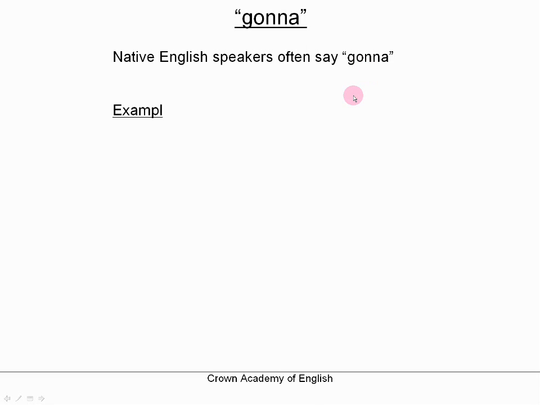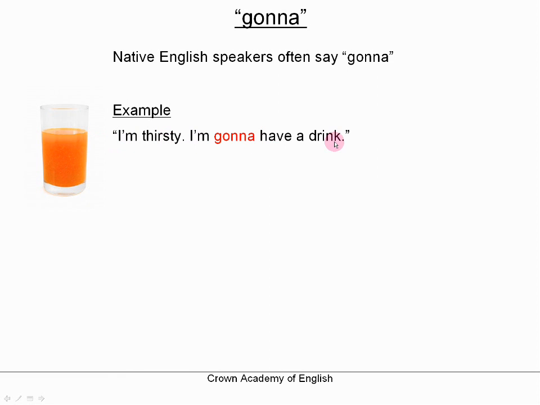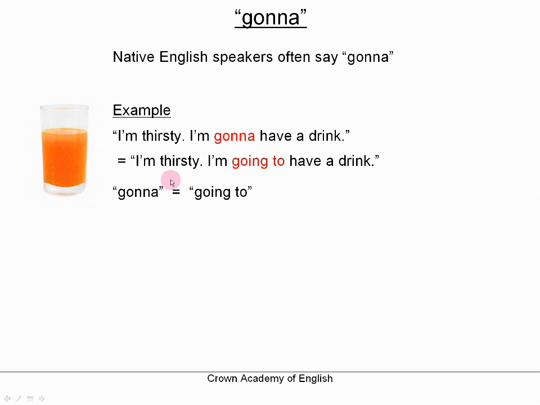And let's have an example. So, I am thirsty. I'm gonna have a drink. So this you often hear being said by native speakers. And this is the same as I'm thirsty, I am going to have a drink. So these two sentences here, they have the same meaning. Okay? So gonna is the same as going to. So this is what has changed. Gonna has replaced going to.